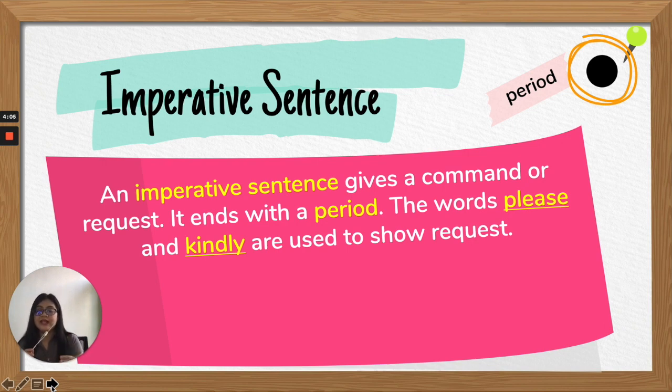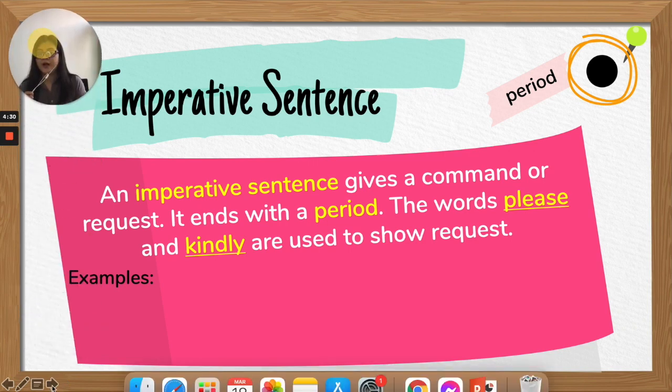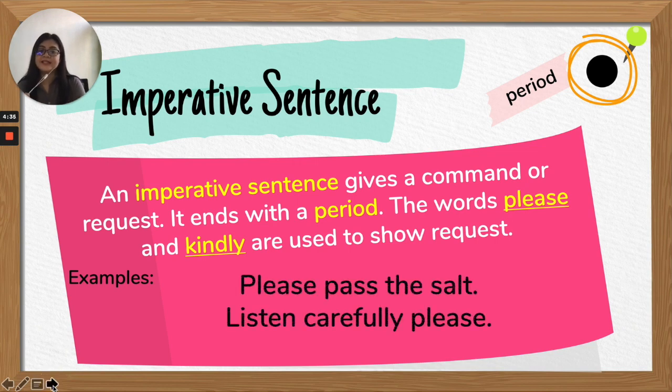Okay, so if you see a sentence that ends with a period, you have to read it carefully. Does it give a command, or does it just state a fact? If it states a fact, then that is a declarative sentence. If it gives a command, then that is an imperative sentence. So here are some examples of imperative sentence. Please pass the salt. You are requesting. Listen carefully, please. If you want someone to do something, then that is an imperative sentence.